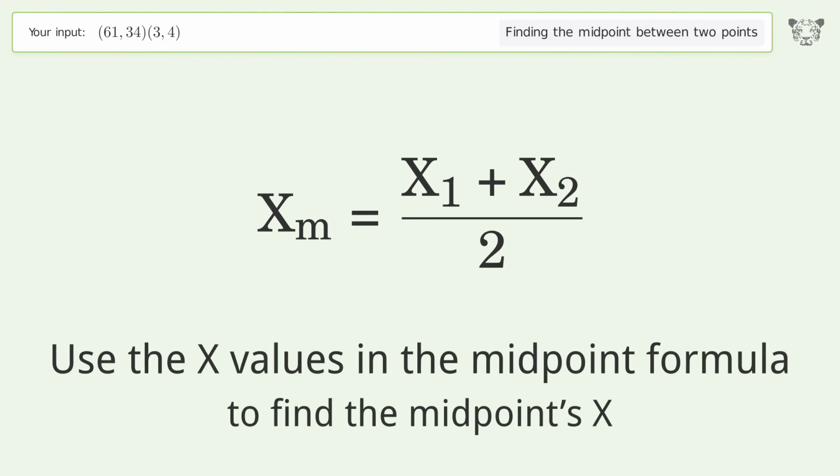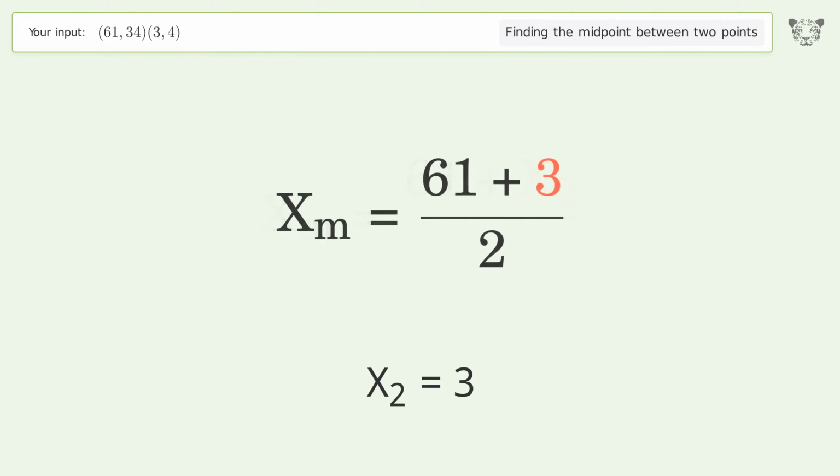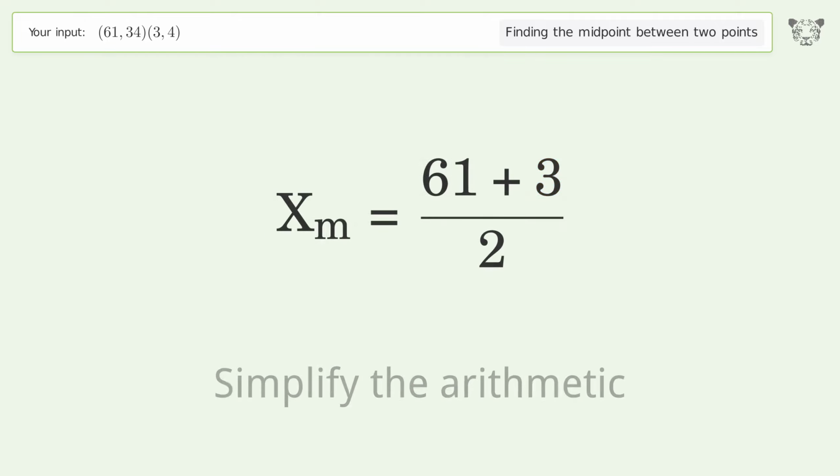Use the x values in the midpoint formula to find the midpoints x. x1 equals 61. x2 equals 3. Simplify the arithmetic.